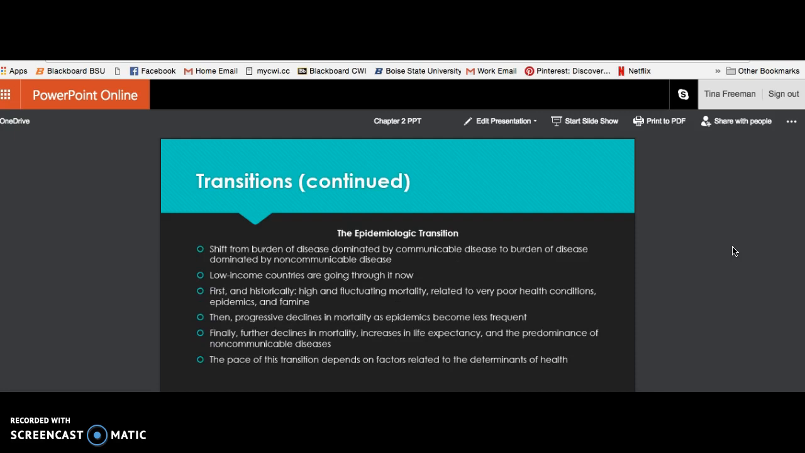Then going into the epidemiologic transition, this is where we're seeing a shift in the burden of disease dominated by communicable, so for lack of better terminology right now, we'll use infectious disease, to a burden of disease dominated by non-communicable disease.